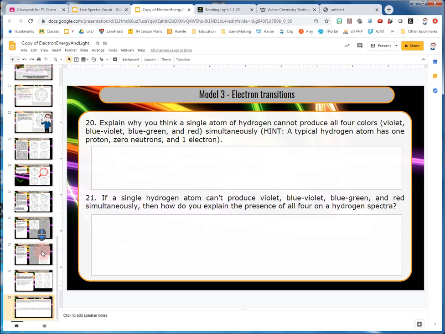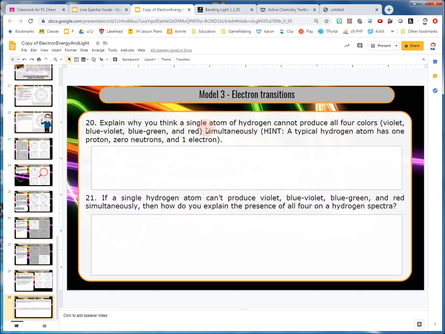Alright, finally, this is the last slide, right? This is the last slide. Excellent. Explain why you think a single atom of hydrogen cannot produce all four colors: violet, blue-violet, blue-green, and red simultaneously. Hint, a typical hydrogen atom has 1 proton, 0 neutrons, and 1 electron.